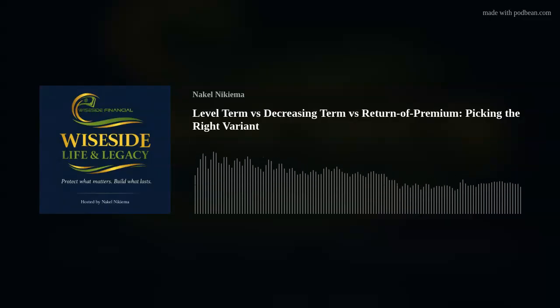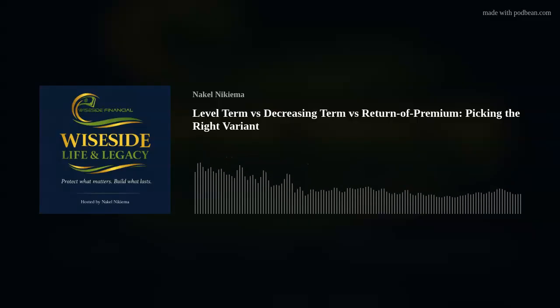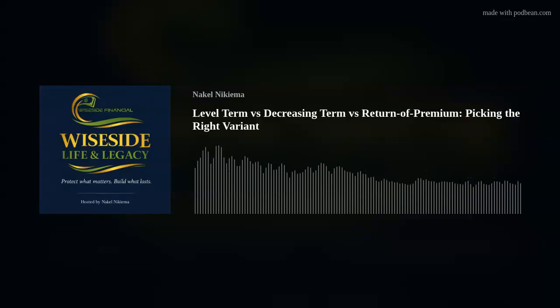Return of premium is the peace of mind option. It can be appealing if you value the certainty of getting your money back. But you're paying for that feature, and in many scenarios you can come out ahead financially by buying level term and investing the difference yourself.